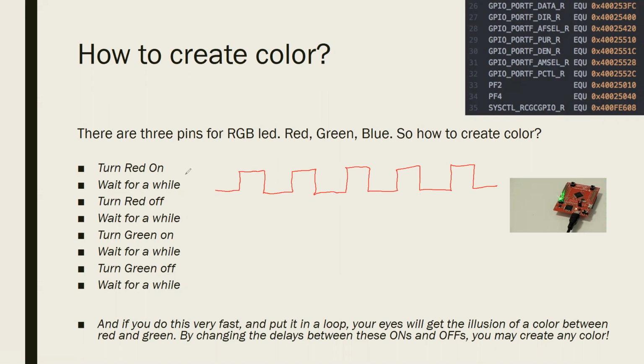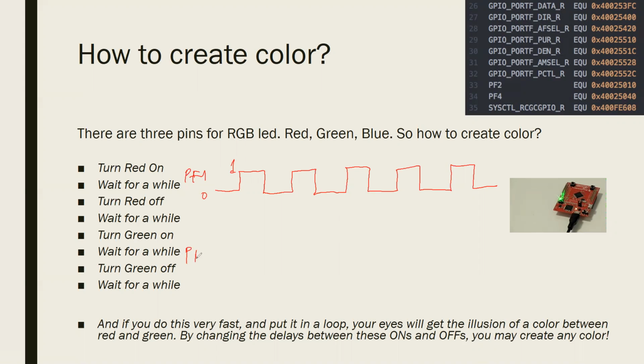If I send to PF1, not always ones or zeros, a signal like this, and I do it very fast, your eyes cannot see it. What your eyes can see is it's changing so fast, like thousands of times in a second. Your eyes cannot sample it. What you see is something between dark and red, which is darker red. Does it make sense?